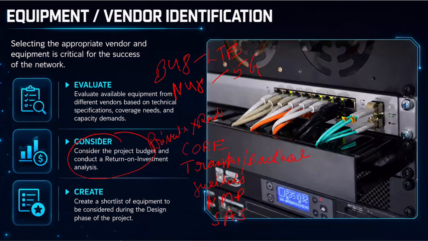And finally, after evaluating the technical requirements, cost, scalability, and the vendor support, we should have a shortlist of equipment vendors and vendors for the design. So for a large and more critical deployment, we may have to do a POC, a proof of concept.